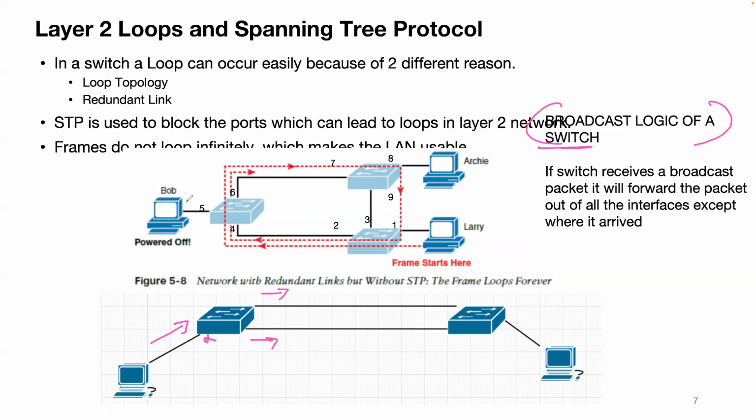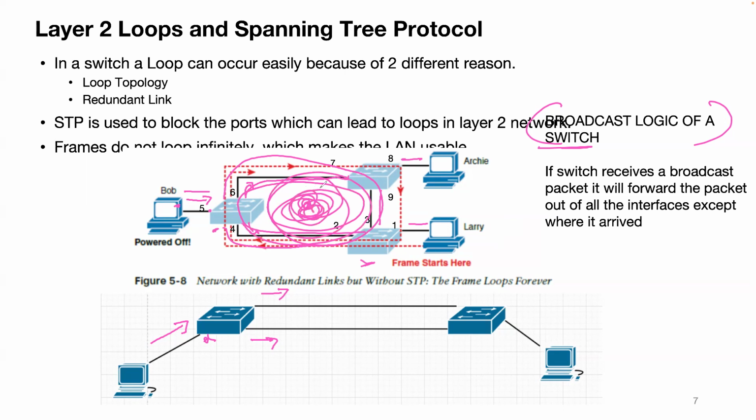Let's see how. Imagine that Bob has sent a broadcast packet. This comes all the way to port number 5. This will go out of port number 6 and port number 4 also. Let's follow port number 6. This goes all the way to 7, comes out of 8 as well as 9. This will come out of 1 as well as 2. This will come out of 5 as well as 6. What happens now? A loop has occurred, because for this switch, the packet came from him, not from him. So it will go like this. A loop will occur.